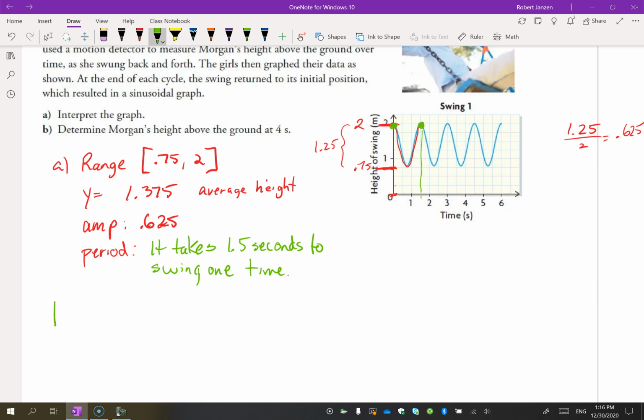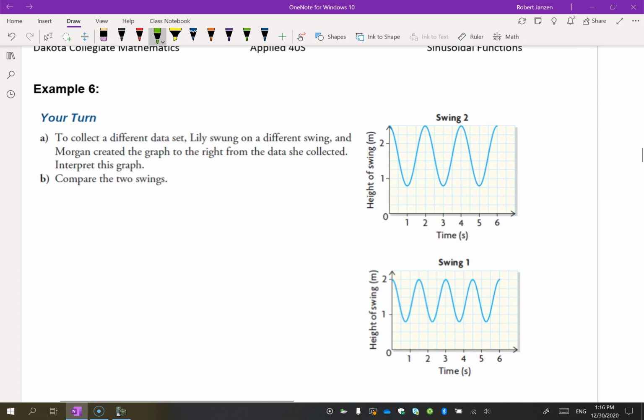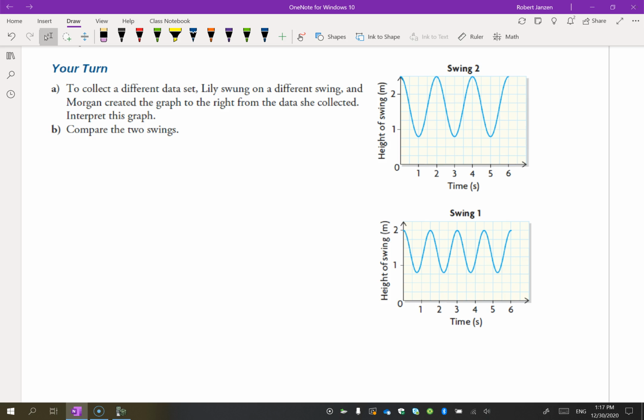Okay, part B, determine Morgan's height above the ground at 4 seconds. Okay, so here's 4 seconds. It looks like 1 meter at 4 seconds. Okay, why don't you pause the video, see if you can answer this, and then we'll do it together.